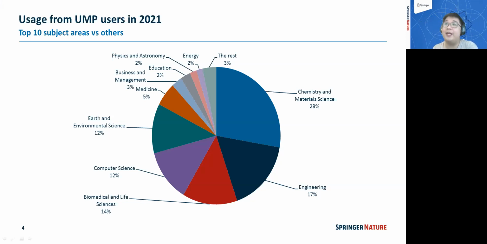And then we can start to see a little bit of the social sciences aspect coming up here, where we can see business and management and education. And then the last two of the top 10 subject areas are physics and astronomy and the energy sector. So these are the top 10, most looked for, most popular subject areas of content that have been searched by previous users so far till today from UMP itself.